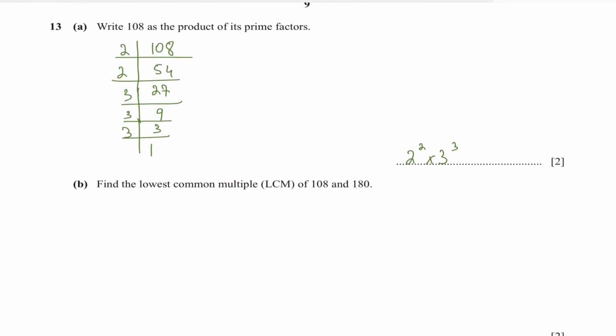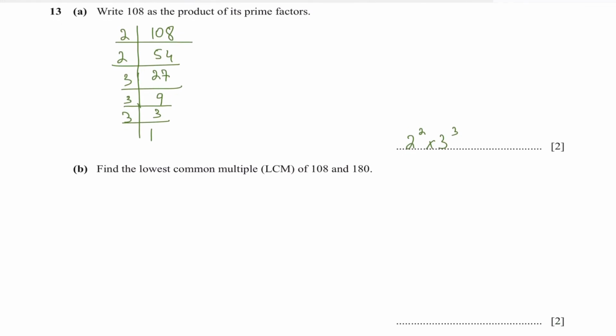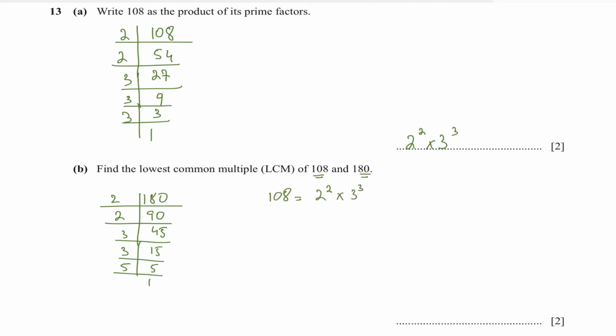The lowest common multiple of 108 and 180. Okay. So if you want the lowest common multiple, let's actually write 180 as a product of its prime factors. So we're going to start with 2, 2 times 90, 2 again, 2 times 45, 3, 3 times 15, 3 again, 3 times 5, and then 5 times 1. So 108 was written as 2 squared times 3 cubed. 180 is written as 2 squared times 3 squared times 5.